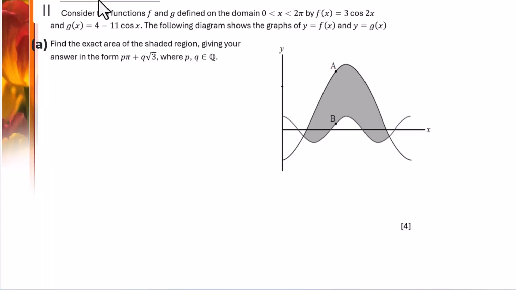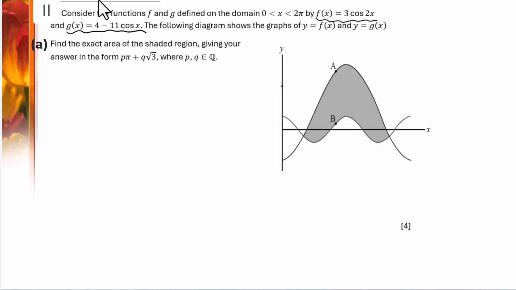Consider the functions f and g defined on the domain x greater than 0 and less than 2 pi by f of x equals 3 cosine 2x and g of x equals 4 minus 11 cosine x. The following diagram shows the graph of y equals f of x and y equals g of x. Find the exact area of the shaded region, giving your answer in the form p pi plus q square root of 3, where p and q are rational numbers.